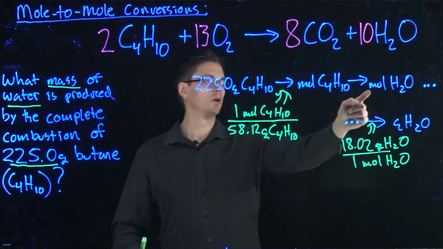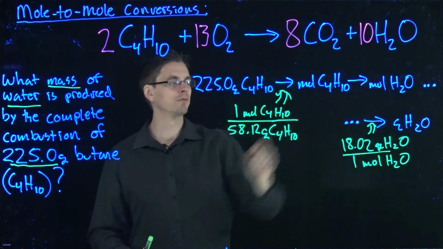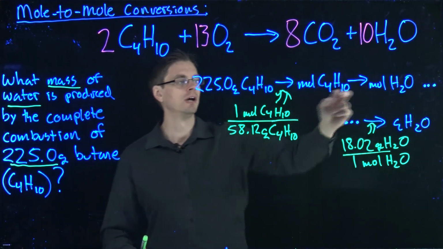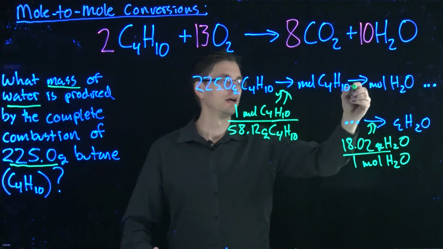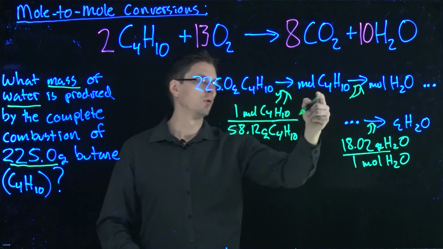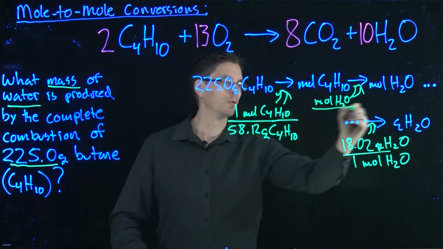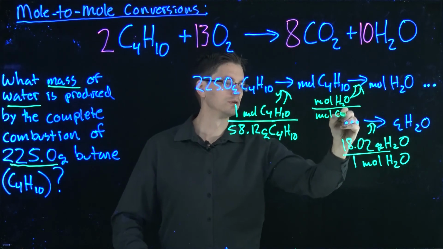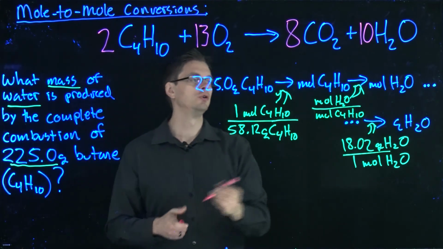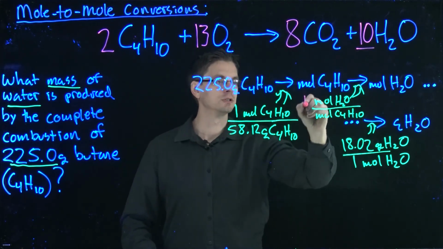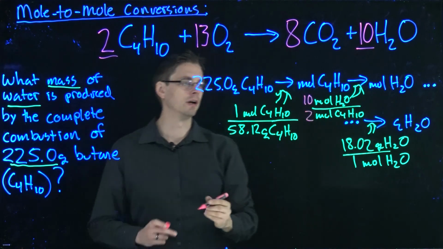And then what's left to do is the same thing that we've done in the previous videos. We want to come up with our conversion factor that takes us from moles of butane, moles of our one reactant, to moles of our other species here. And in that case, we're going to be ending up in moles of H2O. We want to cancel out our moles of C4H10. And for that, we will use those stoichiometric coefficients. So we'll put a 10 down there and a 2 right there.